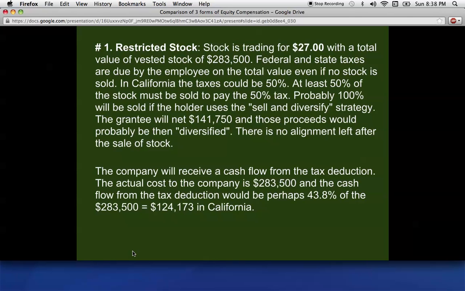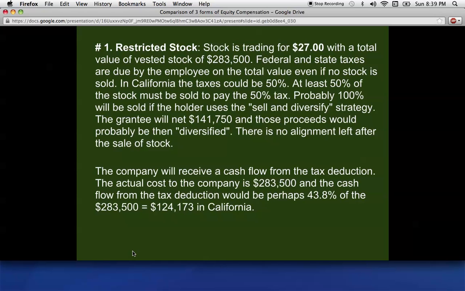The grantee will net $141,750, and those proceeds would probably be diversified and get whatever value there is of diversification over holding one stock. There's no alignment left after the sale of the stock. Okay, so the 3 years go by, and most of the time all the stock is sold and there's no alignment left after the vesting period with restricted stock.